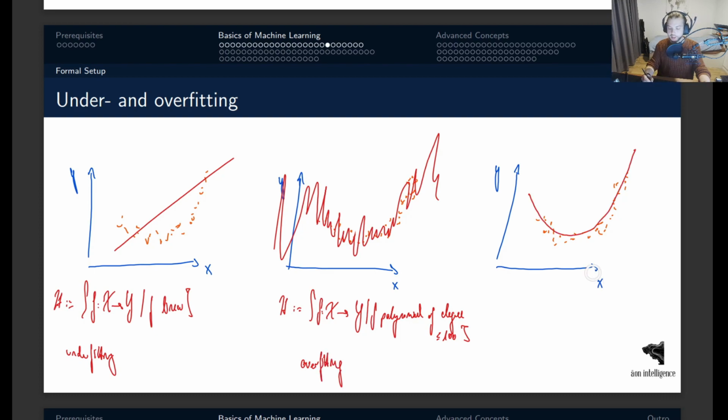Now, recognizing that the true data generating relationship between x and y is a quadratic one with some noise, you would like to fit this quadratic function as your model. This would be the ideal fit.